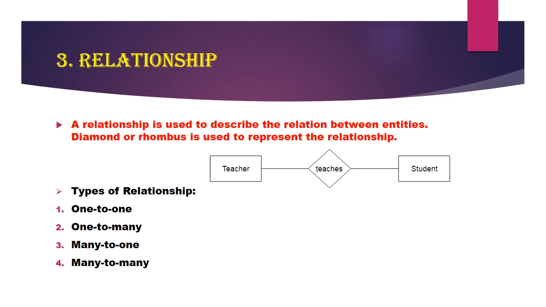The last type of relationship is many-to-many. When more than one instance of the entity on the left and more than one instance of the entity on the right associates with the relation, then it is known as many-to-many relationship. For example, in an organization, an employee can be assigned to many projects, and projects can also have many employees. There is a many-to-many relationship.